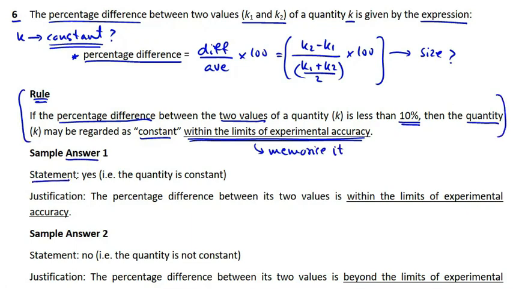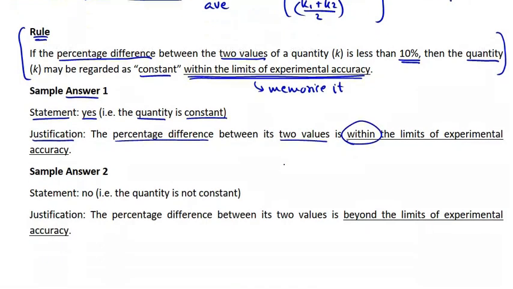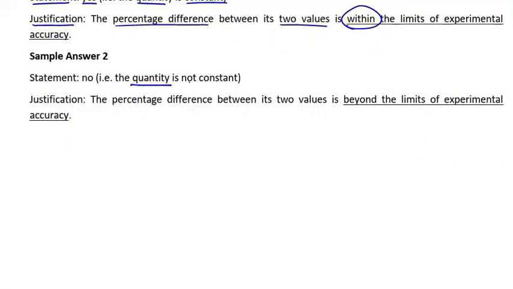In front of statement, we write yes if the quantity is constant, and in front of justification, we write the percentage difference between its two values is within the limits of experimental accuracy. On the other hand, students, if the quantity is not constant, then we write no in front of statement, and in front of justification, we write the percentage difference between its two values is beyond the limits of experimental accuracy.